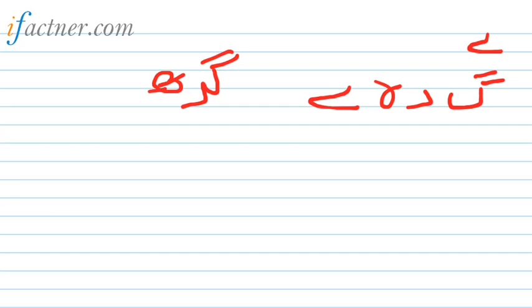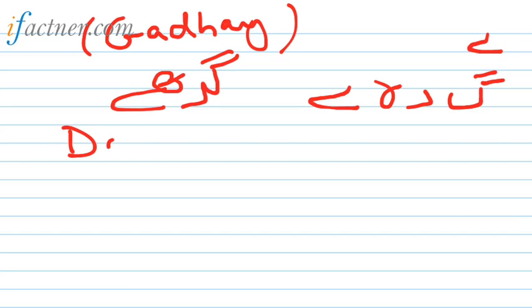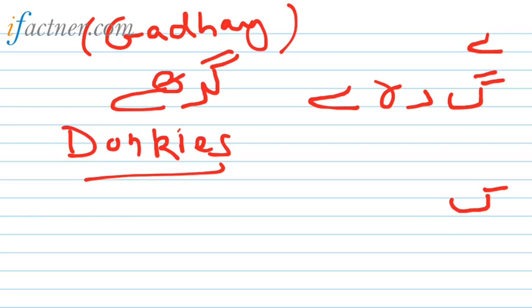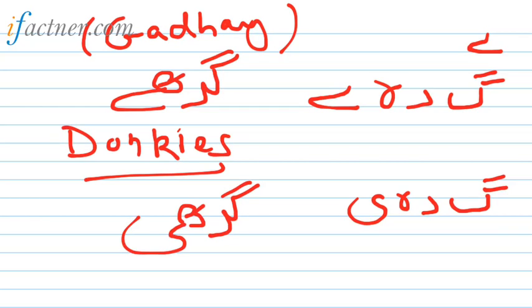Another example is gadhe: gaf, dal, he, badi ye, gadhe. It is written like this, and it is pronounced as gadhe. Gadhe means donkeys. And if we use choti ye instead of badi ye, then it is pronounced as gadhi: gaf, dal, he, choti ye, and it is written like this. Gadhi means female donkey.